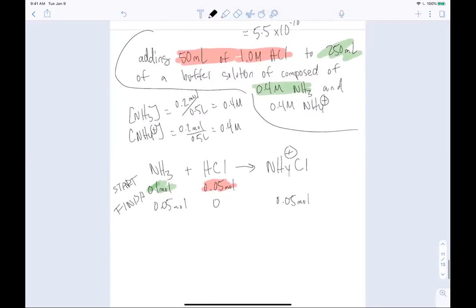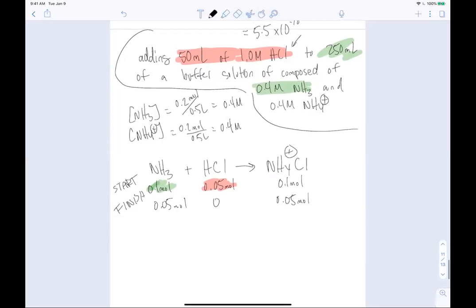So now we can calculate our new concentration. This is the situation where you've added acid to the buffer, but you haven't added so much acid that you've exceeded the buffer concentration. So I should write out over here, we're starting with 0.1 moles of this as well.